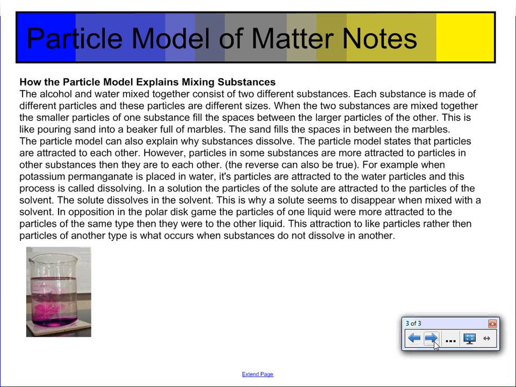The particle model can also explain why substances dissolve. The particle model states that particles are attracted to each other. However, particles of some substances are more attracted to particles in other substances than they are to each other. The reverse can also be true. So for example, when potassium permanganate is placed in water, its particles are attracted to the water particles.